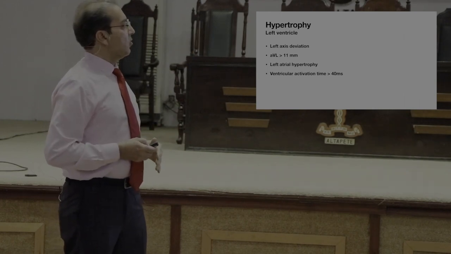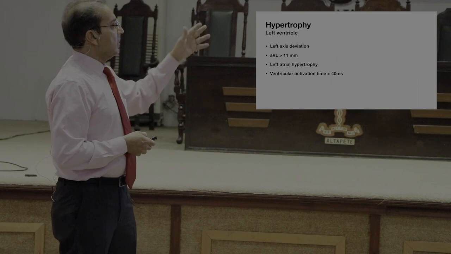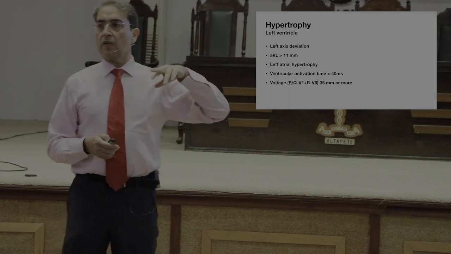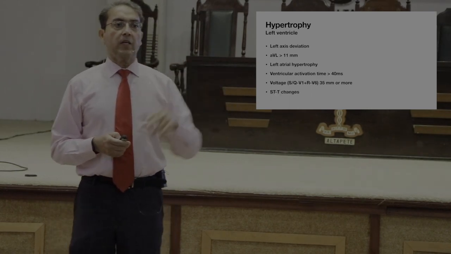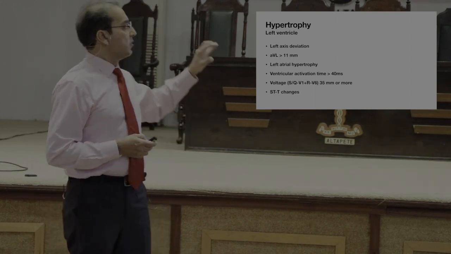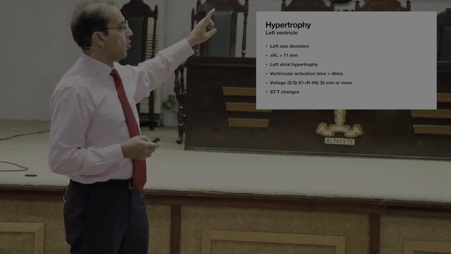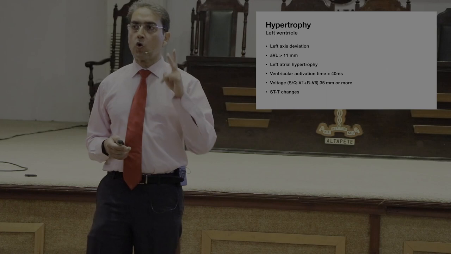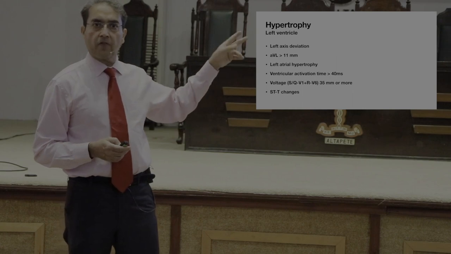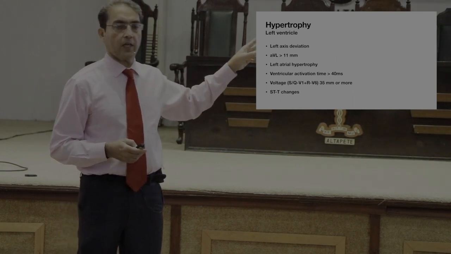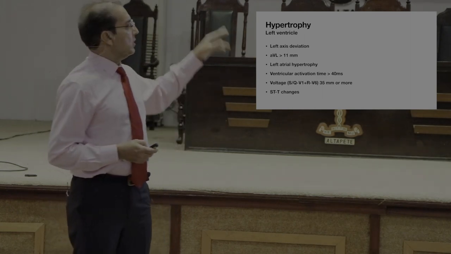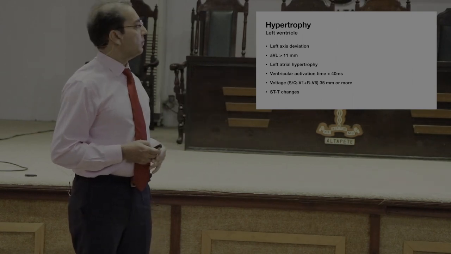So intrinsicoid deflection or ventricular activation time is one criterion, and the voltage criteria, as I mentioned, is 35 millimeters or more. And then you have ST-T changes. If there is hypertrophy, there is strain. There may be asymmetrical T wave changes and ST depression. If these are present, we see how many are present. Each of these is given a score of 1, while the voltage criteria is given a score of 2. If the net score is more than 3, this is left ventricular hypertrophy, and this is a very specific criteria. The voltage criteria is sensitive, but may not be very specific. So we use the criteria to see if there is left ventricular hypertrophy.